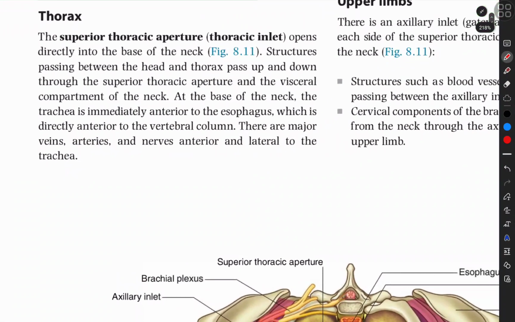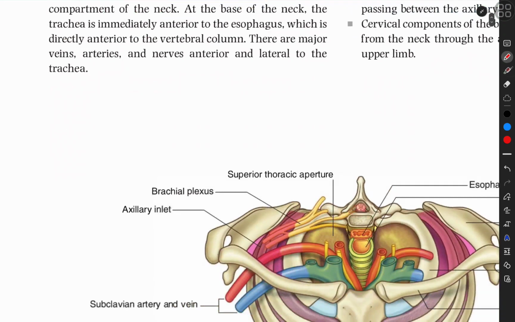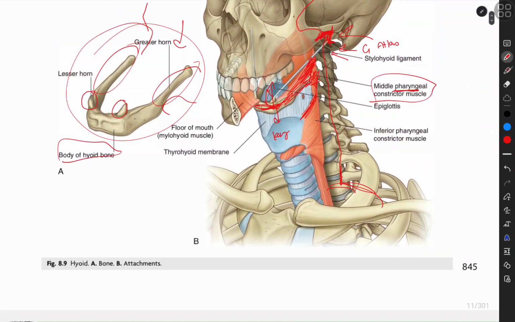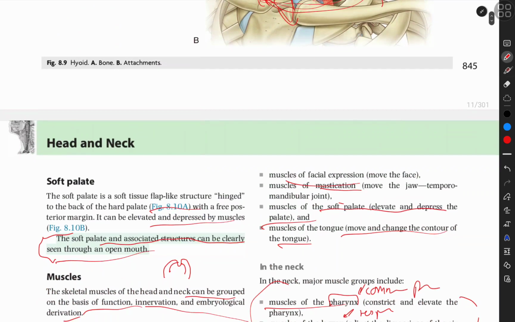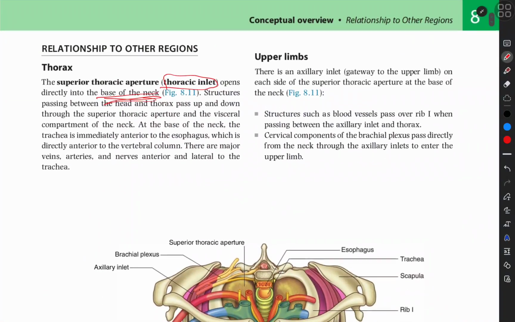Relationship to other regions. The superior thoracic aperture, thoracic inlet, opens directly into the base of the neck. Okay, so the superior thoracic aperture is the thoracic inlet, which opens into the base of the neck. Makes sense. Yeah, I think we're already done. This is the thoracic inlet. Here is the thorax, above it is the neck, which shouldn't be a problem.